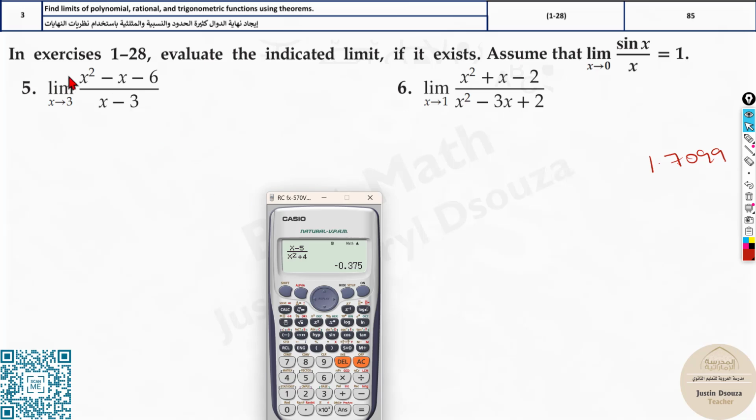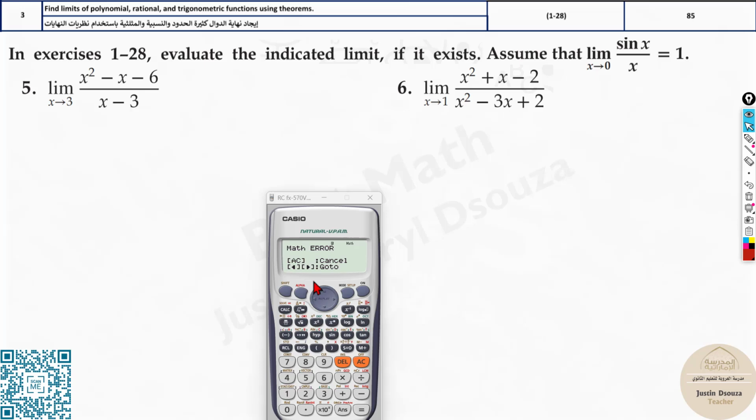But what if we have problems like this? Now let me try solving this one. You have to write this out as it is, that is x squared minus x minus 6 divided by, what do we have over here? x minus 3. Now, if I type calc and let me type in 3, what is the answer? It's a math error. We cannot solve this. Why? Because in the denominator, when you apply x equals 3, it becomes 0. And whenever the denominator is 0, it's undefined. So this is a problem, right?